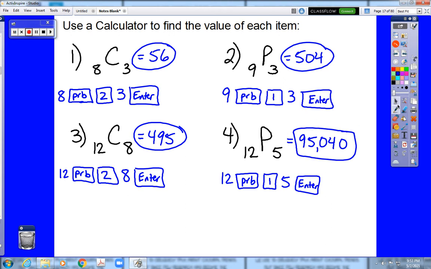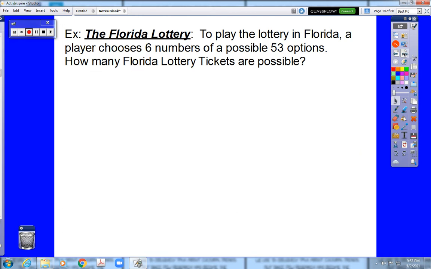So hopefully this has given you enough time to figure out how to use your calculator to carry out combination and permutation problems, because now we're going to advance to looking at a probability word problem and asking ourselves the question, does order matter? And then using the correct either permutation or combination count to determine the possible outcomes, the size of the sample space. So here's the first example.